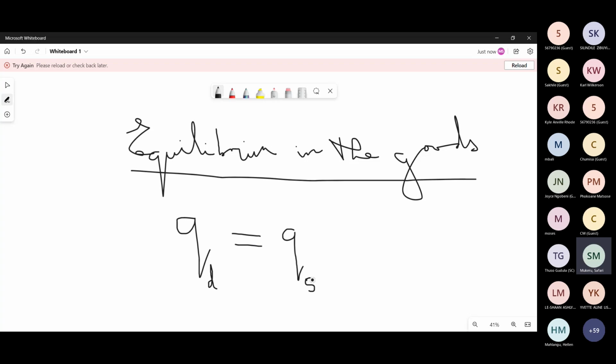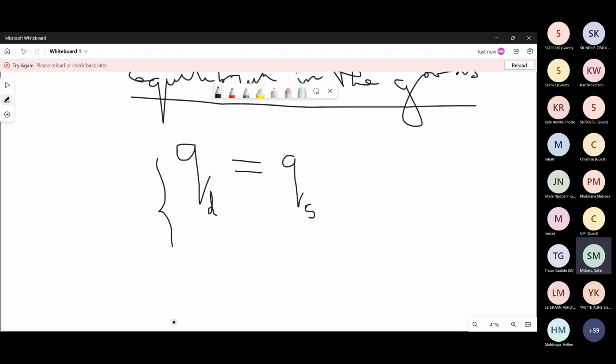That is equilibrium. The other point is that the price PD, the price that the consumer is willing to pay, should be the same as the price that the supplier will accept.